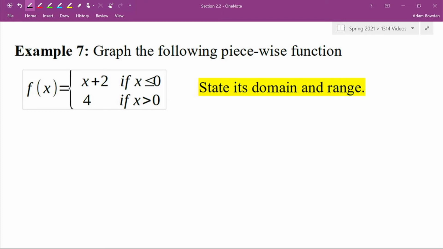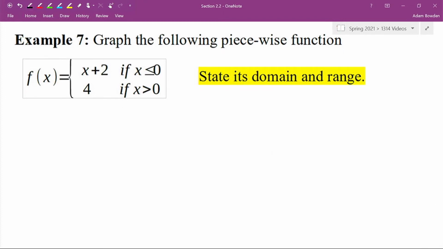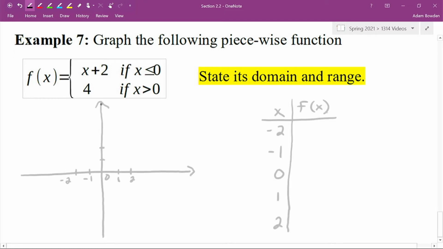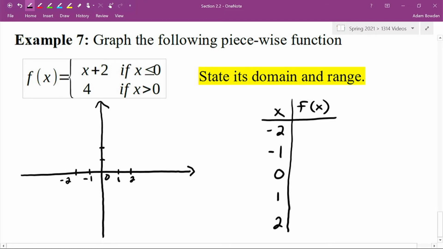For this next example, it says graph the following piecewise function. So f of x is equal to x plus 2 if x is less than or equal to 0, or f of x is equal to 4 if x is greater than 0. Now to make this a little bit easier to understand, what I'm going to do is plug in some numbers for x and then get out the corresponding numbers for the function f of x.